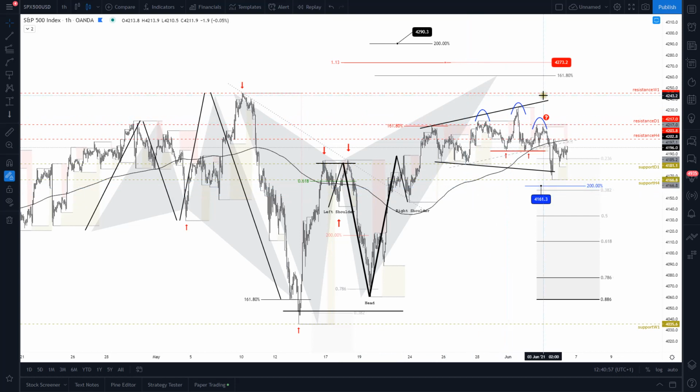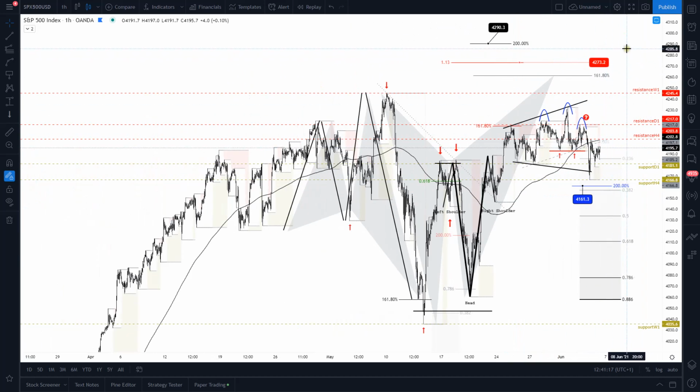In the meanwhile, we have these lower degree head and shoulders. The market has formed that pattern, and it has found the most recent support a few points above the default target zone for that lower degree head and shoulders.